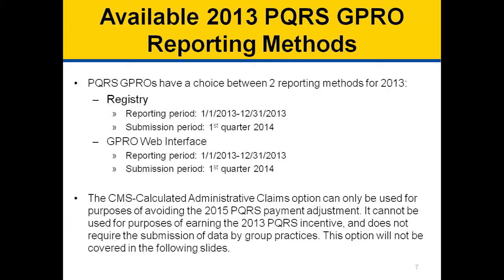The CMS Calculated Administrative Claims option can only be used for purposes of avoiding the 2015 PQRS payment adjustment. It cannot be used for purposes of earning the 2013 PQRS incentive and does not require the submission of data by group practices. This option will not be covered in the following slides.